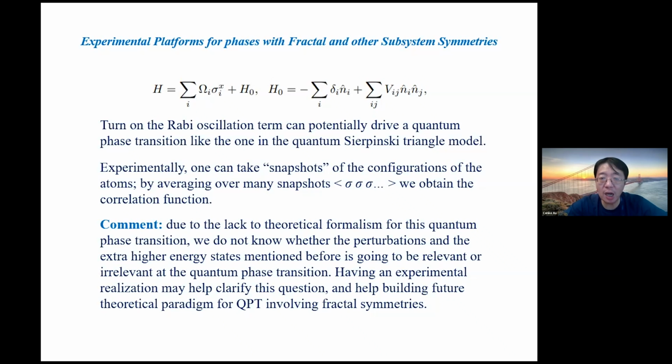But let me comment on the concern that was raised by the audience. What we really want is a low energy subset of the Hilbert space of the atomic system. But indeed, there will be some high energy states which may be involved in the quantum phase transition. So how do we deal with that? The answer is that we don't know how to deal with that theoretically because we don't have a well-established RG formalism. Those high energy states may or may not be involved in the low energy physics.